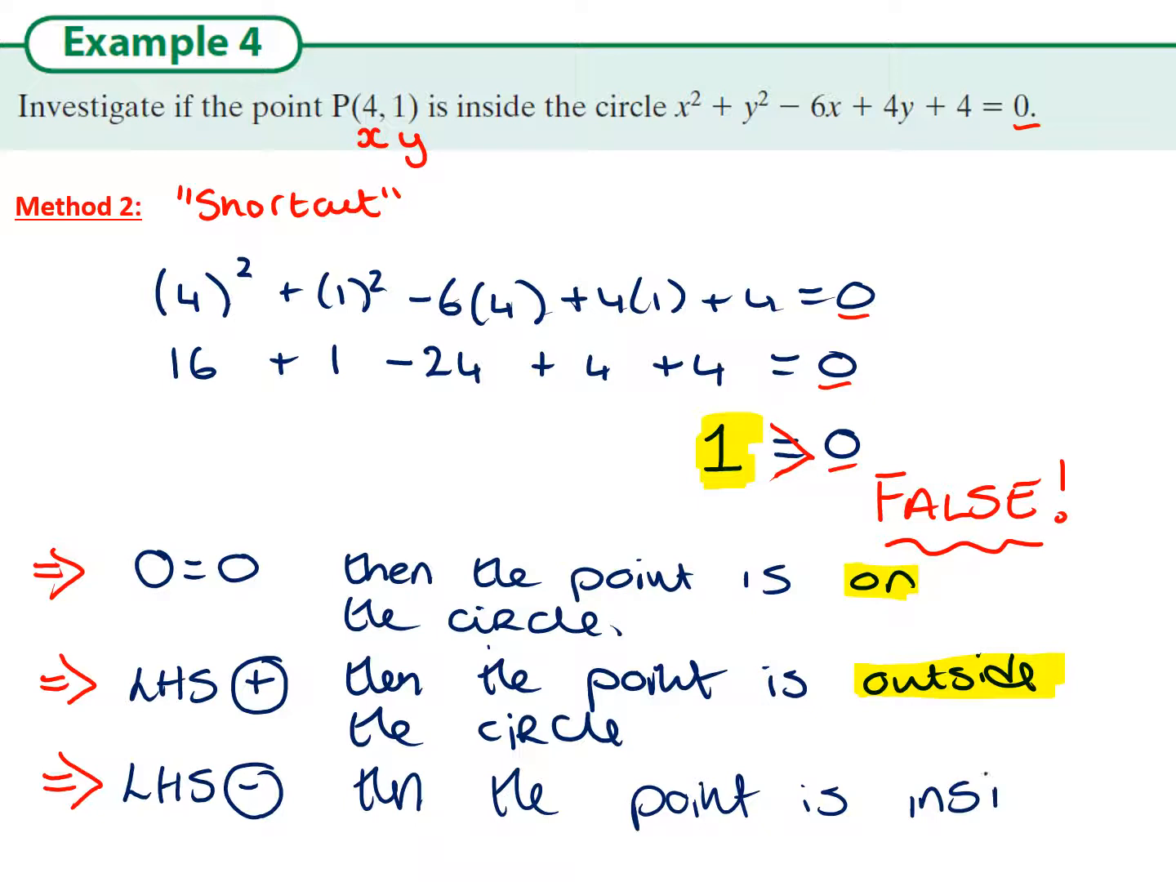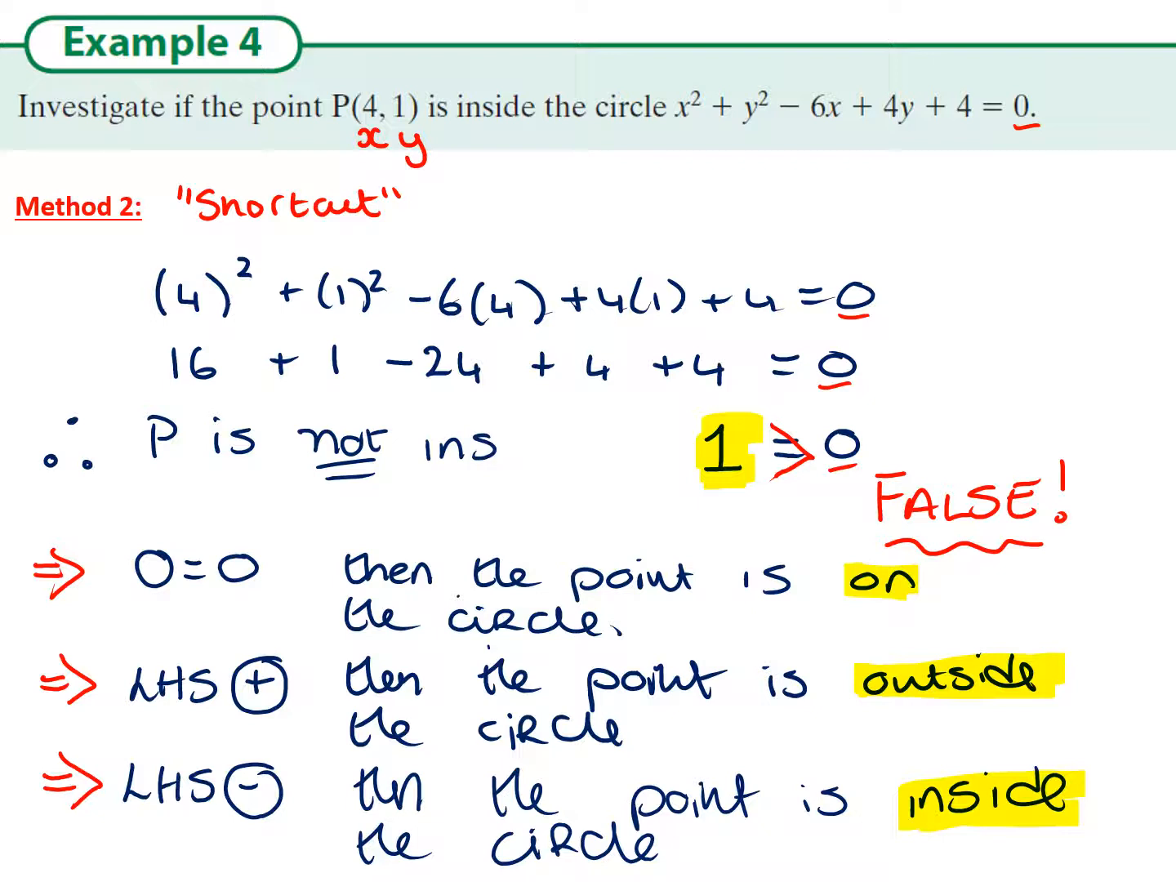Now, that should be the same answer we get working the longer method, which it is. So both methods are absolutely perfect to use. Sometimes this is a nice quick little method, but it has a huge amount of things to remember at the end. So make a decision which way works best for you. I would finish this off: so therefore, P is not inside, it is outside.